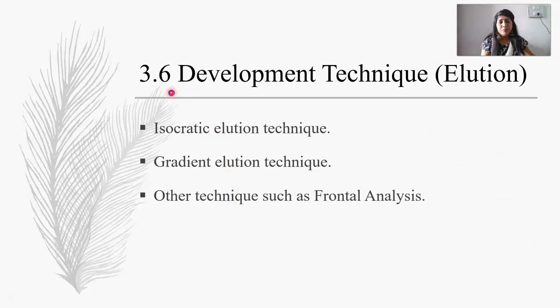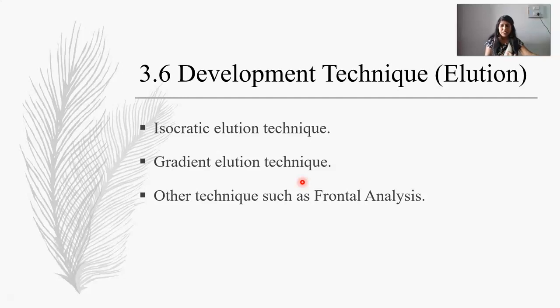The next category, point number 3.6, is development technique. The development or elution techniques have three criteria: isocratic elution technique, gradient elution technique, and other techniques such as frontal analysis. Isocratic elution technique means a single mobile phase is utilized for the entire separation of the mixture into individual components. Gradient elution technique means solvents of gradually increasing polarity are utilized for the analysis. Initially, low polar solvents are utilized, followed by solvents of increasing polarity.